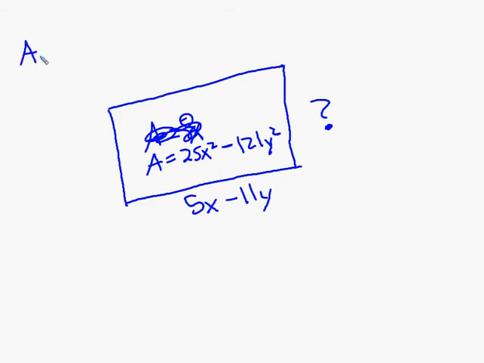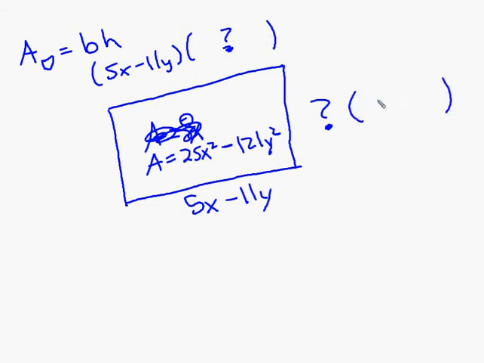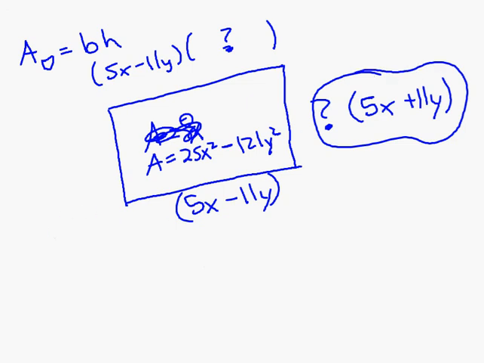So remember that area of any rectangle or parallelogram is base times height. And this time I gave you the base is 5x minus 11y. I'm asking, well, what possibly could be that other thing that when I multiply them, I get this? And we would say 5x plus 11y, plus, because my middle term is 0. So that would be my answer right there. All right, we are done.